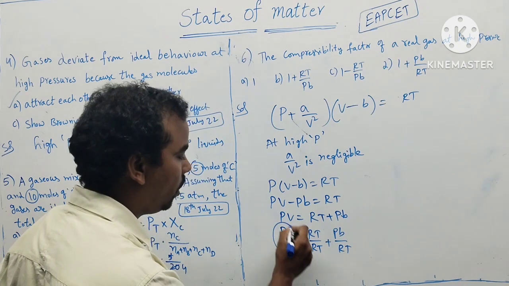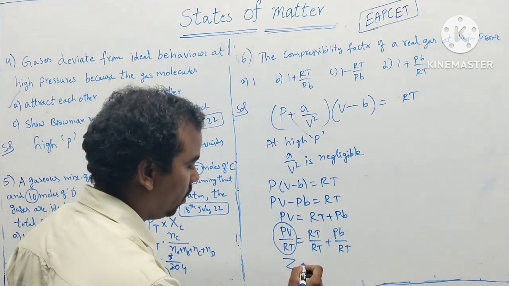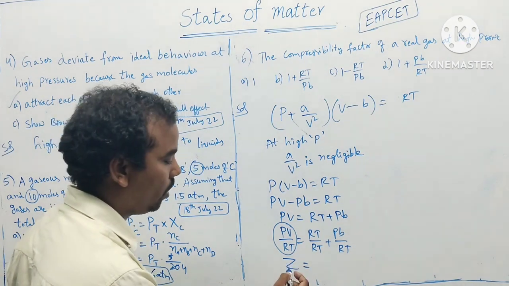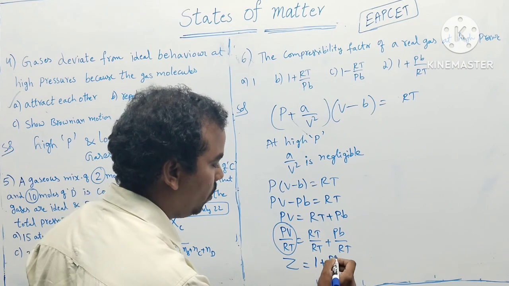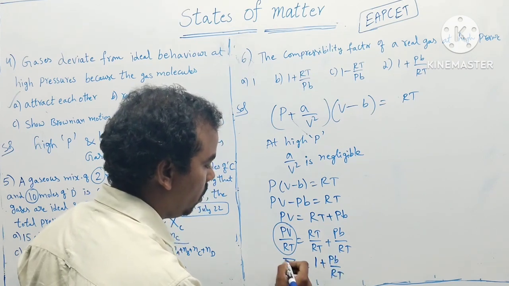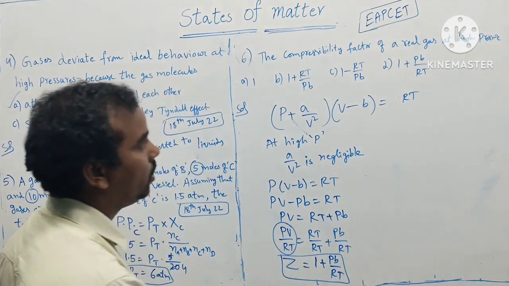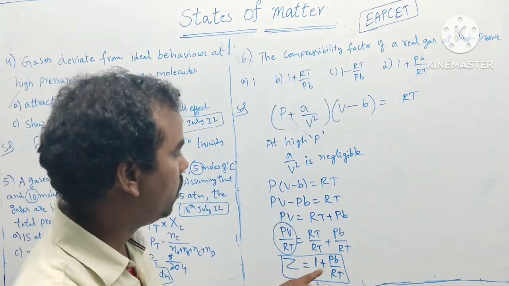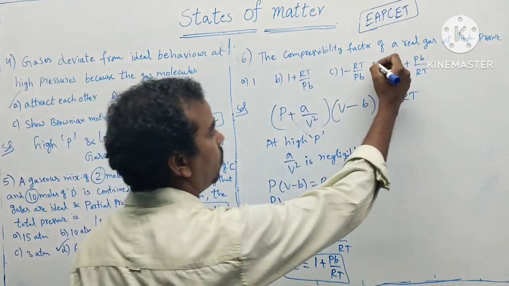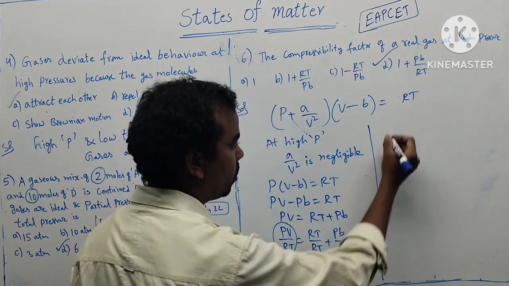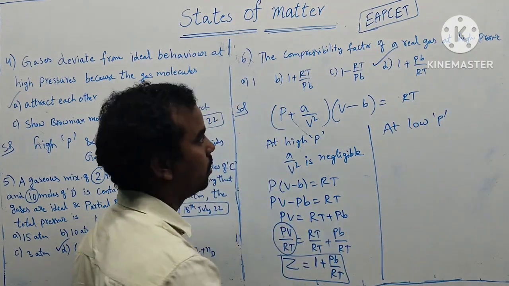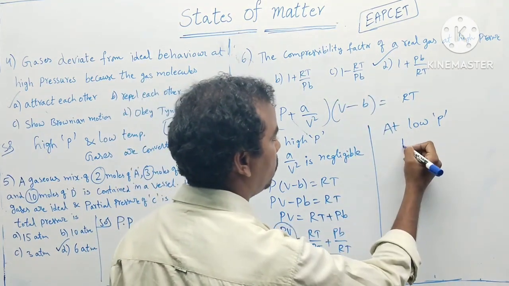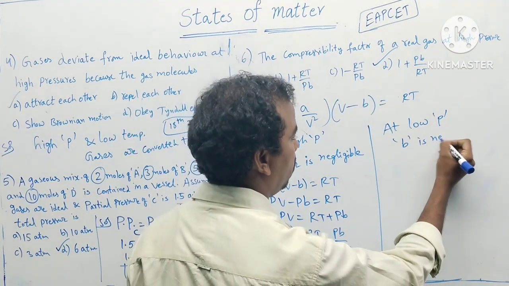PV by RT is Z, the compressibility factor. So Z is equal to RT by RT, which is 1, plus Pb by RT. So the answer is: the compressibility factor Z is equal to 1 plus Pb by RT, option D. If he asks the question at low pressures, then b is negligible.